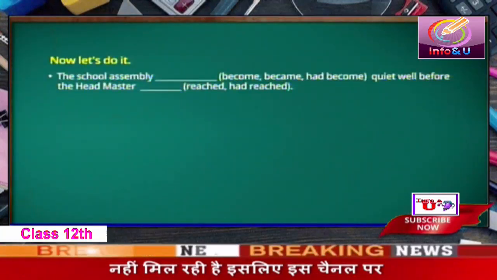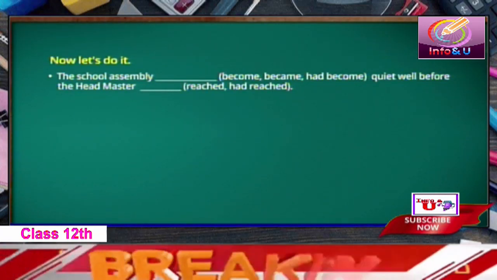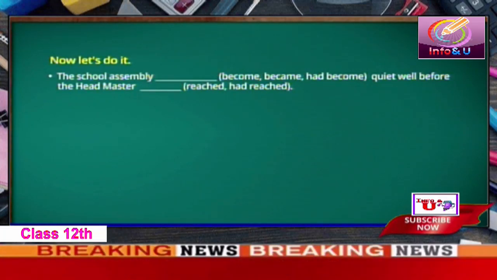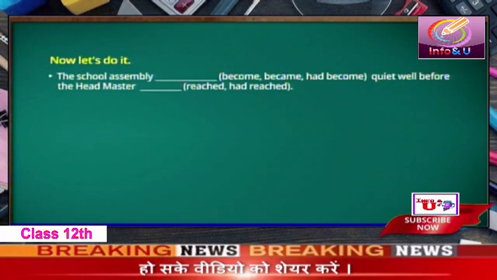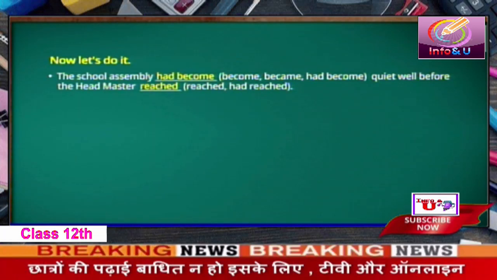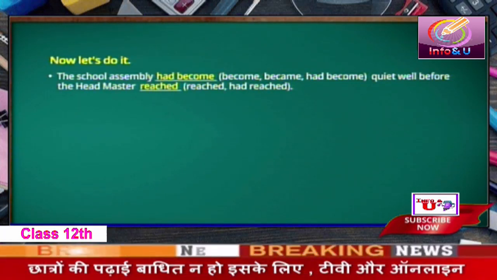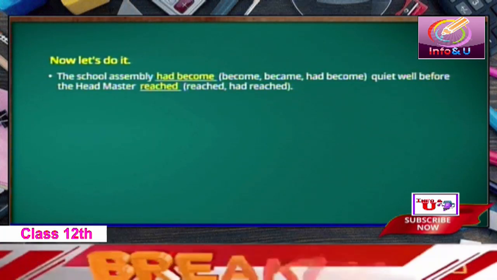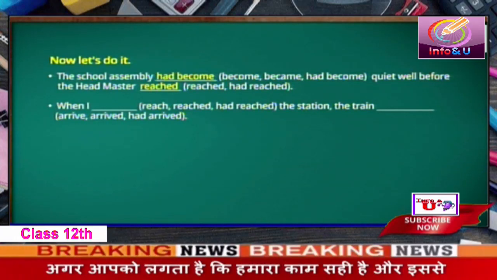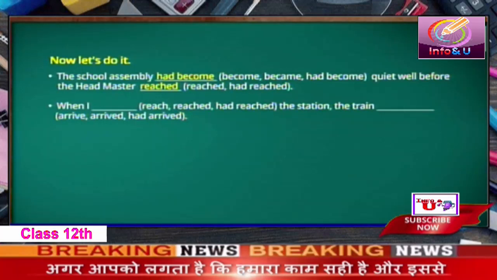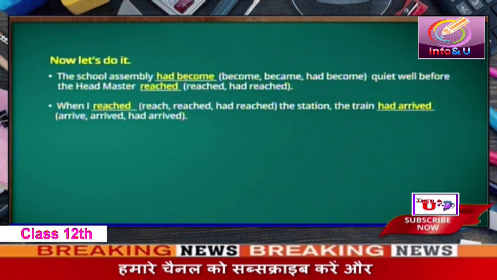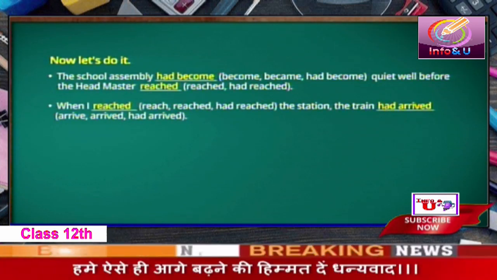Sentence 1: the school assembly became or had become quiet well before the headmaster reached or had reached. Come on, make out. The school assembly had become quiet well before the headmaster reached. Fine, well done. So you were able to make out the first action in past perfect, second action in past. When I reached or had reached the station, the train had arrived or arrived. When I reached the station, the train had already arrived. Fine. The train had already arrived, then you reached it. Yes.